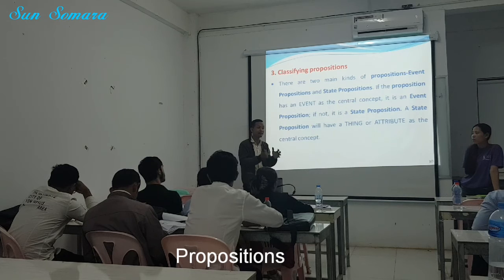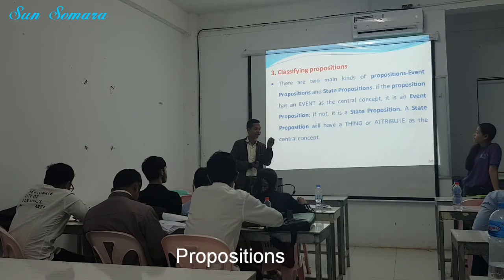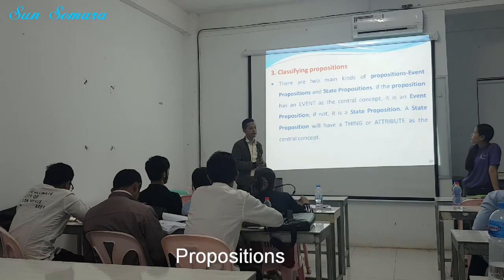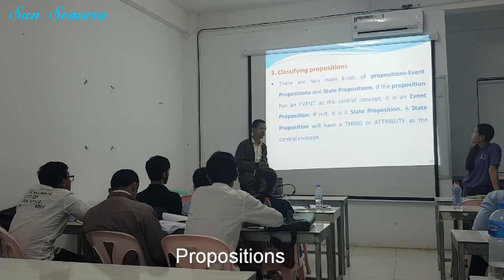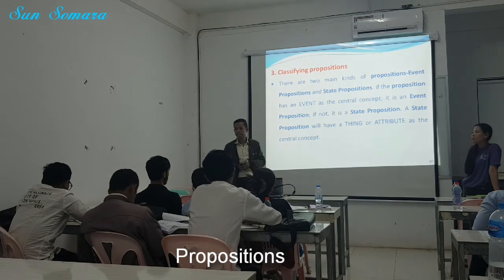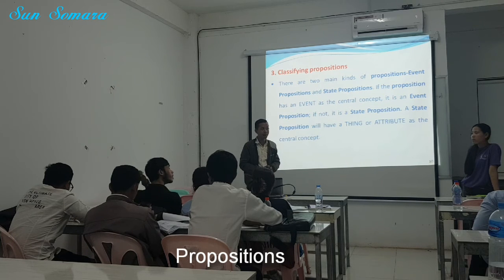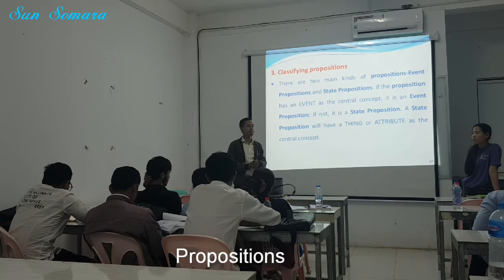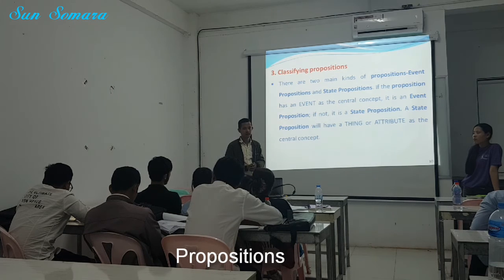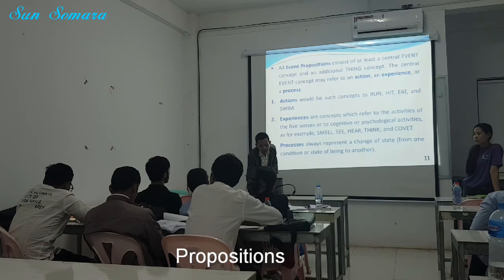You know, event concept and central concept are the same. Okay, like destroy and plant. They play as a verb in the proposition, in the sentence. Okay, they are the event. They are the event proposition. Okay, and what do we call state proposition? State proposition is the proposition that doesn't have an event. It doesn't have a central concept. You understand? Example. Okay. Now let's move to the example.